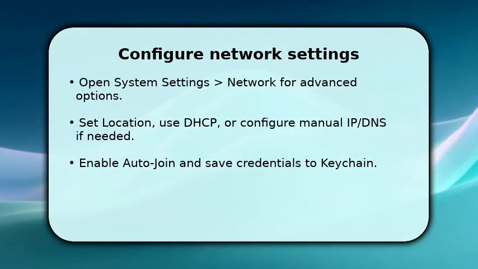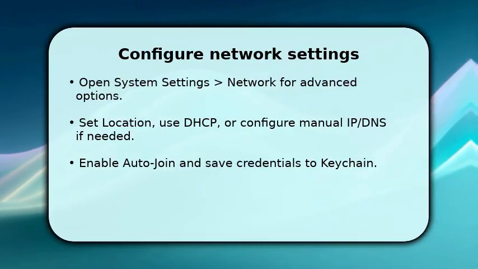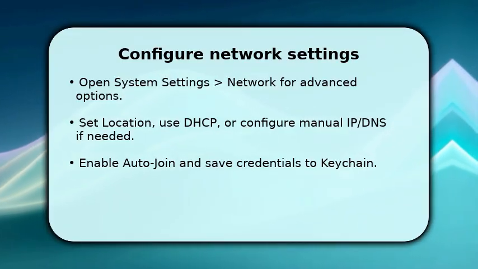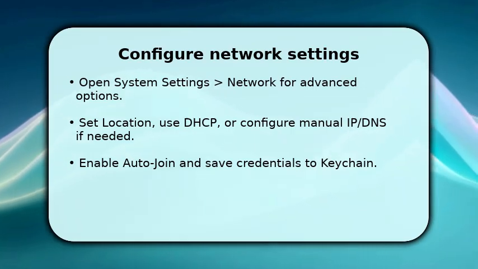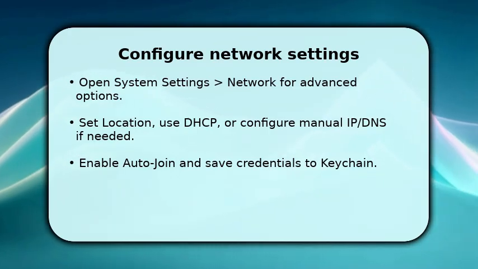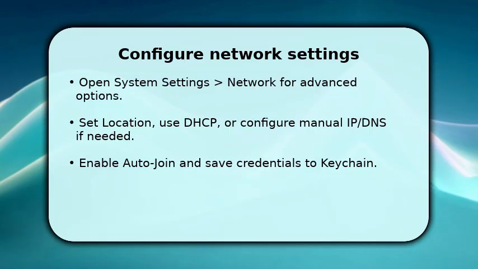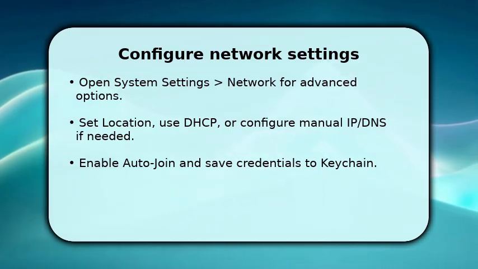After connecting, you should confirm network settings so the link stays reliable. Open System Settings Network and select Wi-Fi to check that auto join is enabled and that the IP is assigned via DHCP. If your network requires a static IP or custom DNS, choose manual and enter the values provided by your admin. This prevents conflicts and improves name resolution.